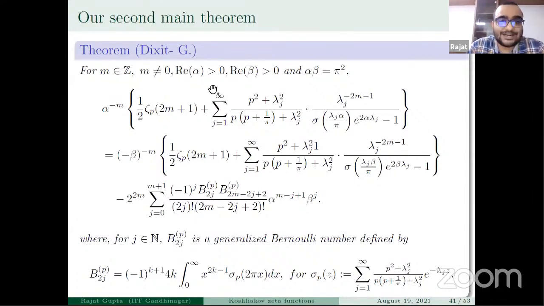So for m belongs to Z and real part of alpha and real part of beta positive, and if we impose the condition alpha beta equal to pi square, we have the following modular relation. As you can see, it appears the Koshliakov zeta function, the first Koshliakov zeta function, which is zeta_p, and where B_{2j,p} is nothing but the generalized Bernoulli number defined by Koshliakov by this integral representation, and sigma_p(z) is defined by this series. As you can see, if we take p tends to infinity, this will reduce to 1 upon e to the t minus 1, and if we take p tends to 0, it will reduce to sine hyperbolic functions.